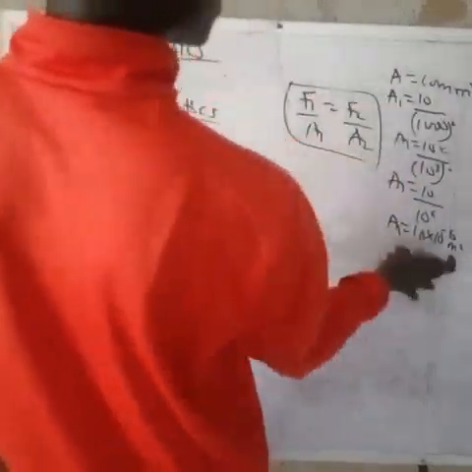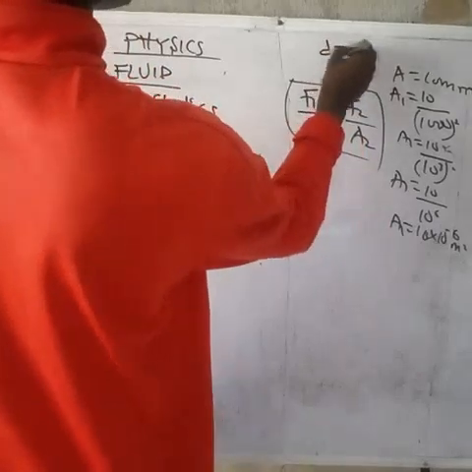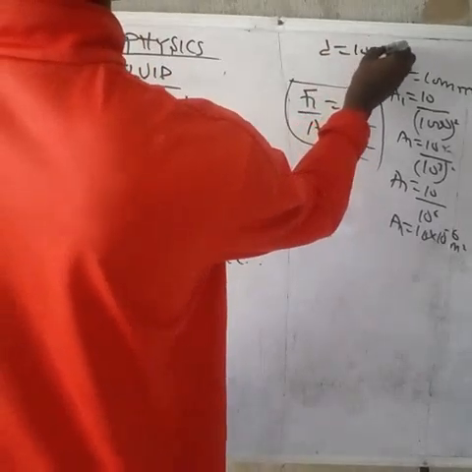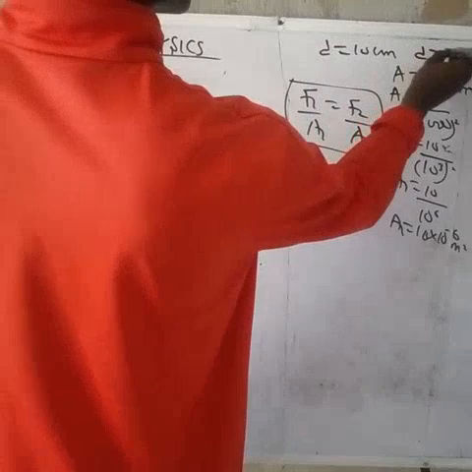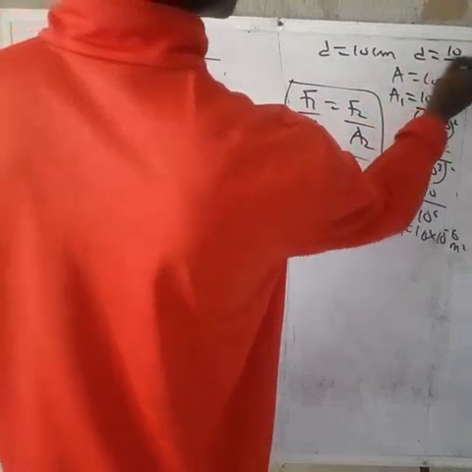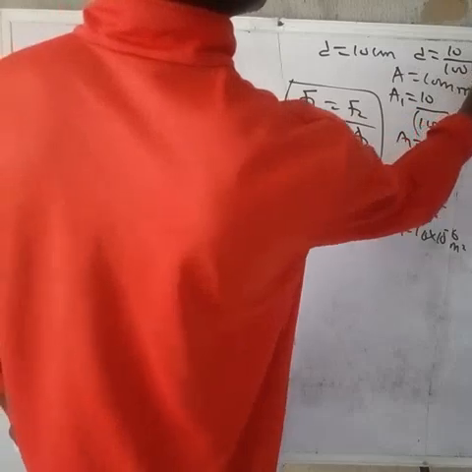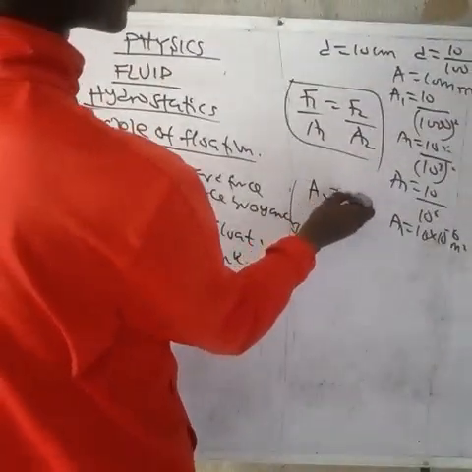But let's assume you are given the diameter of 1 to be 10 centimeters. What are you going to do? Convert that diameter. I'm just assuming that it is 10 divided by 100. Then you have 0.1 meter. So if the diameter is 0.1 meter, to calculate for area 2, use what?